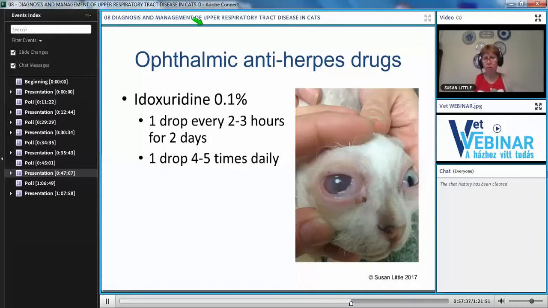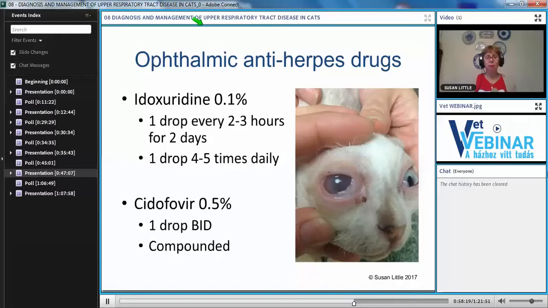Since so much of the clinical signs are ocular, we'll talk about the topical ophthalmic drugs. Probably the one that's most widely used as an antiviral, a topical antiviral, is idoxuridine. Been around for a long time, still a good drug for herpes virus in cats. The problem is the frequency of administration, and many owners simply cannot cope with this frequency of administration. So a drop every 2 to 3 hours for the first 2 days, and then after that a drop 4 to 5 times a day. And we would typically treat past resolution of clinical signs in those cats.